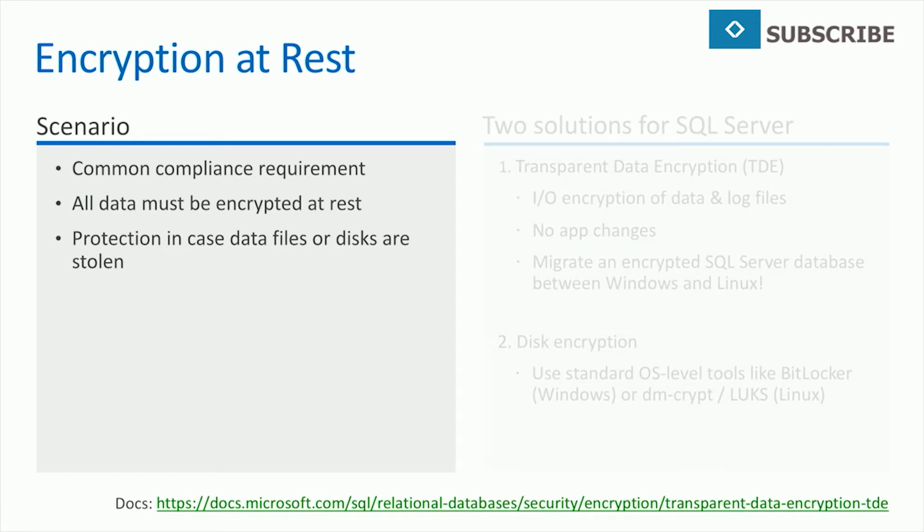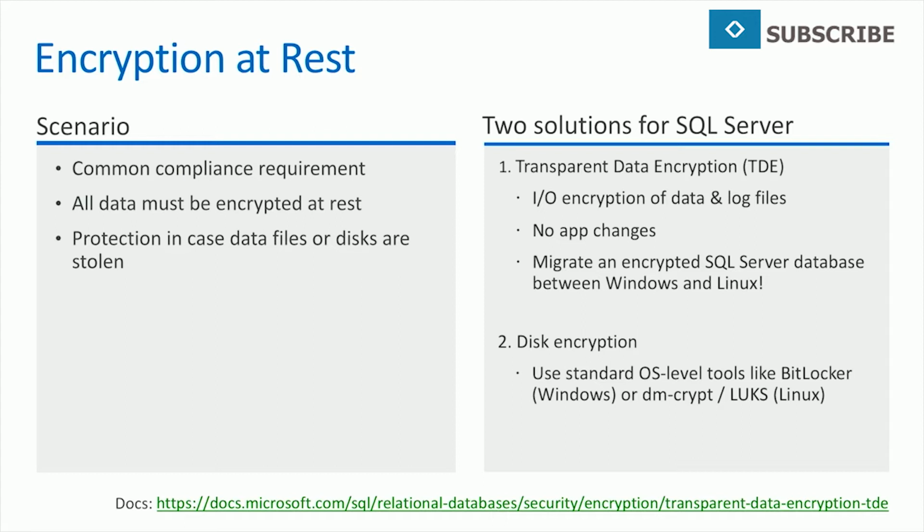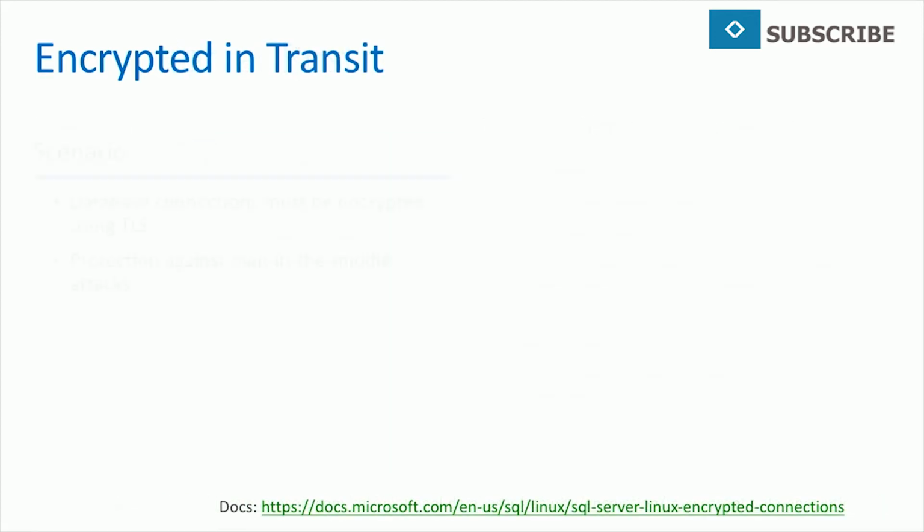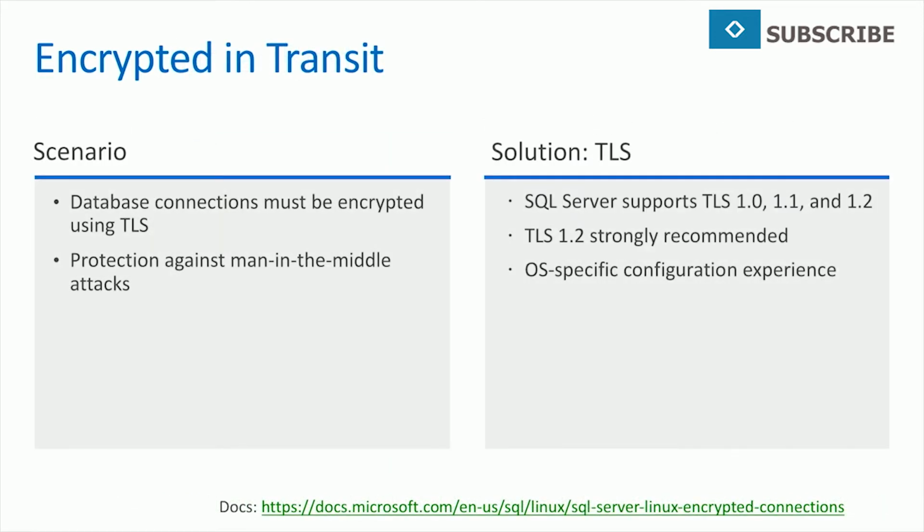I want to highlight transparent data encryption first because it is so commonly used. This feature encrypts your entire database, the data, the log, and the backup files without requiring any application changes. It works on Linux the same way it does on Windows. The second type of encryption is called encryption in transit. This means encrypting your communications with SQL Server using the latest industry standard TLS protocol. Just like on Windows, SQL Server supports TLS 1.2 on Linux and can be configured to be FIPS compliant.